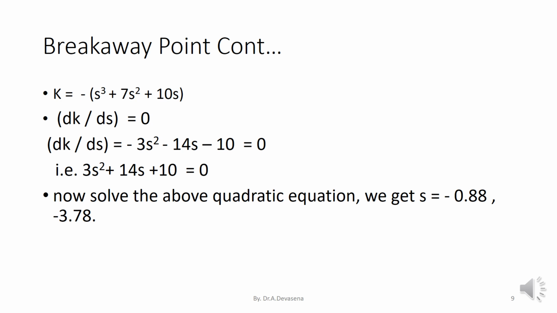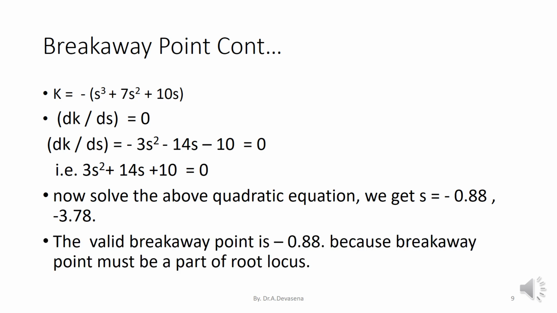We have to solve this above quadratic equation. If we solve means we obtain two values, that is s is equal to minus 0.88 and minus 3.78. Out of these two breakaway points, we have to identify the valid breakaway point. The valid breakaway point is minus 0.88 because the breakaway point must be the part of the root locus.